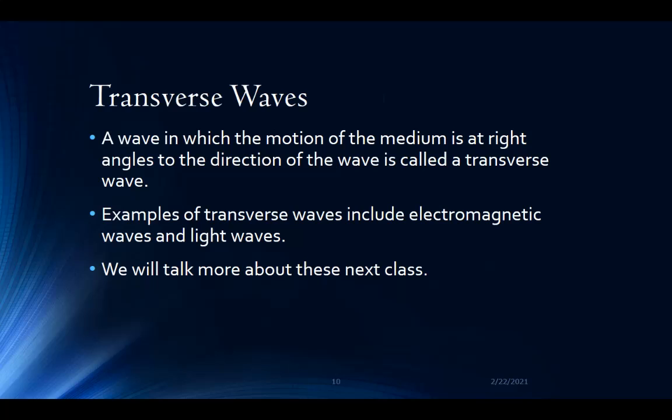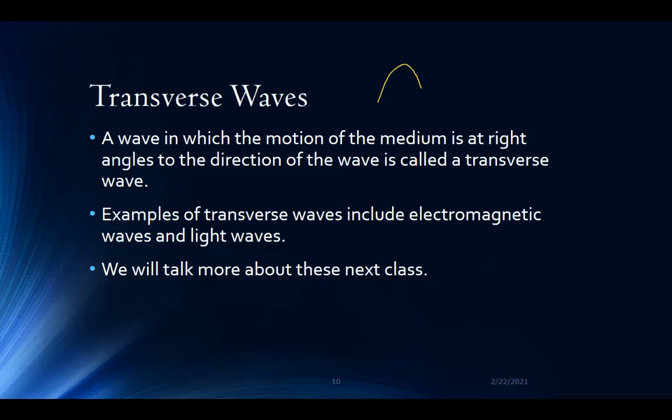Now, we're looking at what's called a transverse or sinusoidal wave, and this is the typical kind of wave you'll see in your math classes. But this is not the only major type of wave that we're going to be dealing with here in physics. A wave in which the motion of the medium is at right angles to the direction of the wave is called a transverse wave. These are the waves that you've seen. You typically see them going up and down. And when you look at ripples in the water, you're seeing exactly that sort of structure.